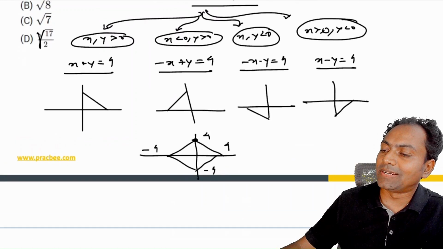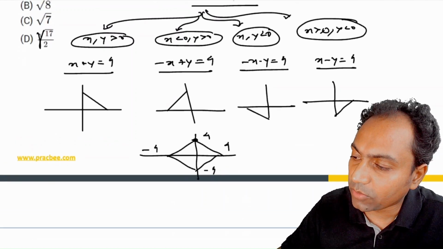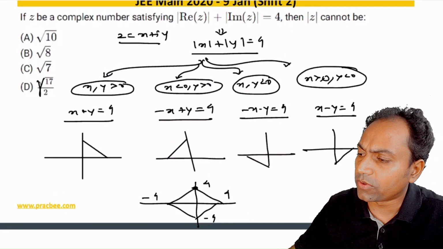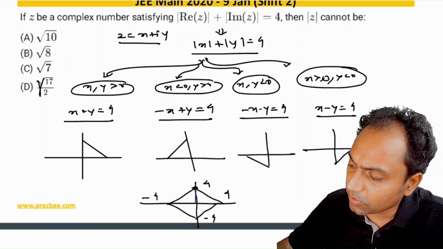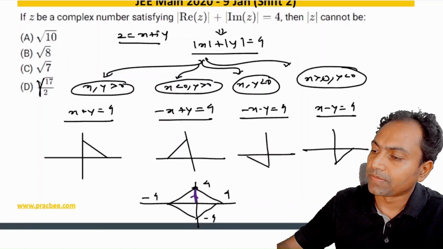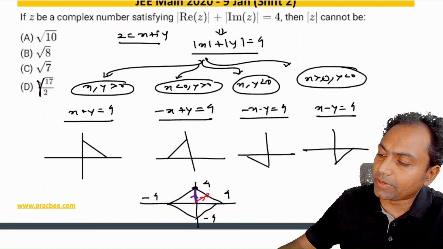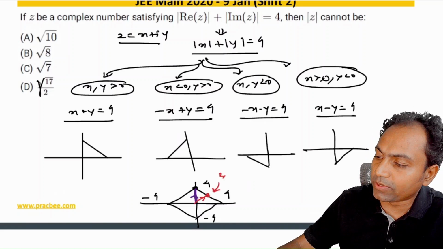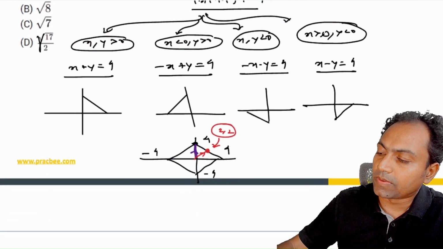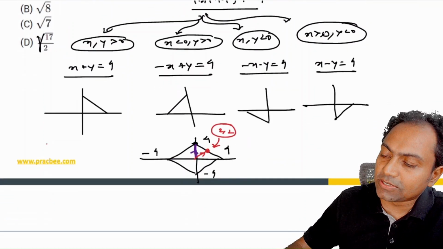So now the distance from origin is nothing but modulus. So what can be the possible values of modulus? The maximum distance that is possible is this distance from here to here, and the minimum distance that is possible is this distance from here to here. Now this is the midpoint of this line, so it is bound to be 2, 2. So now you can see the maximum value of modulus is nothing but 4.